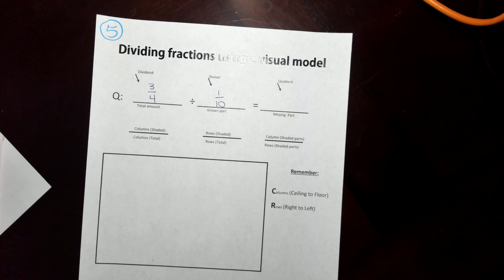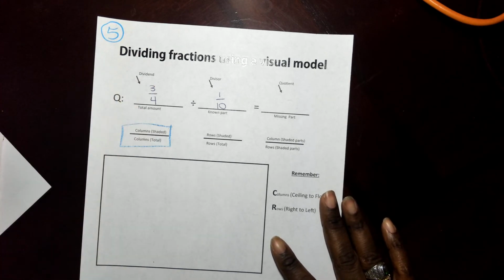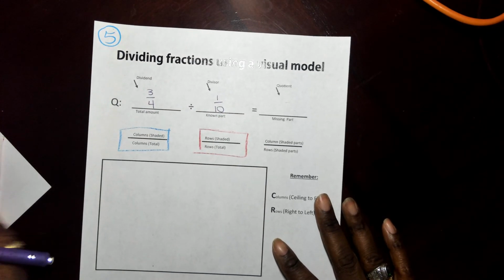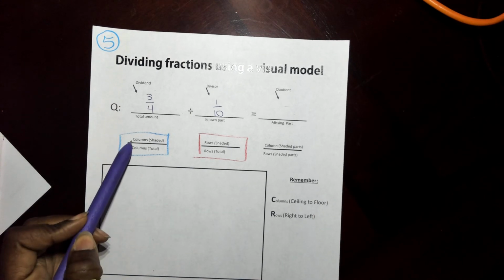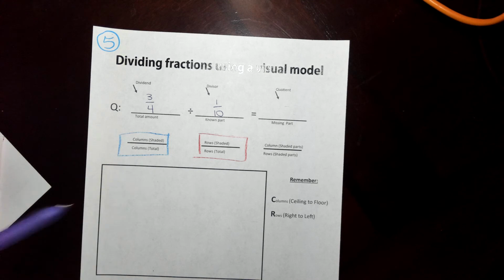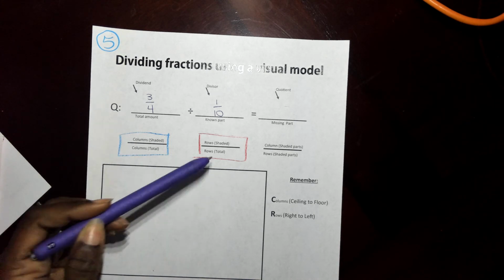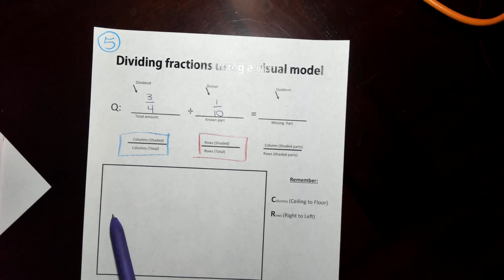I want to color code our columns and our rows that we shade in. And hopefully I can remember which color we are using. Okay, so now remember that the way we remember columns is ceiling to the floor. That means up to down, up and down. Our rows let us know that we're going from right to left, okay?